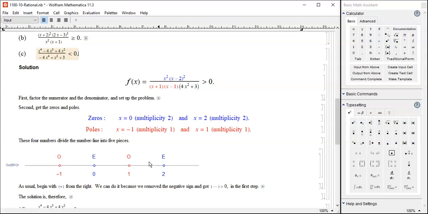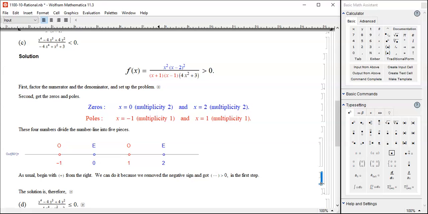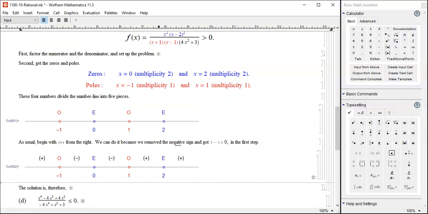And then cross even, same sign. Cross odd, change sign. Cross even, same sign. Cross odd, change sign. And that's how you can get this. Start from plus. Cross even, same sign, stay positive. Cross odd, change to minus. Cross even, stay minus. Cross odd, change to plus.